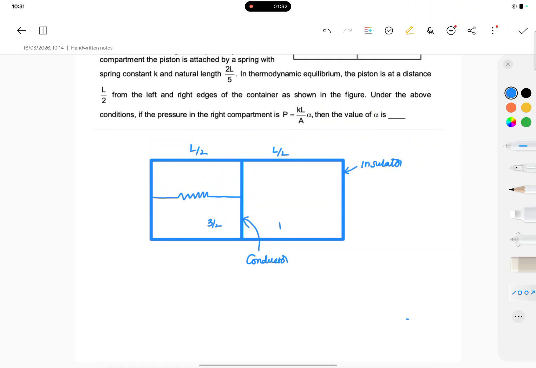So how did I say this? Because natural length is 2L by 5. But what happened here? The piston has moved so that the length of the spring is now L by 2. That may be due to adjustment of the molecules in the left and the right containers. So that's why thermodynamic equilibrium happened. So the pressure in the right container is P equal to KL by A alpha. Then what would be the value of alpha?